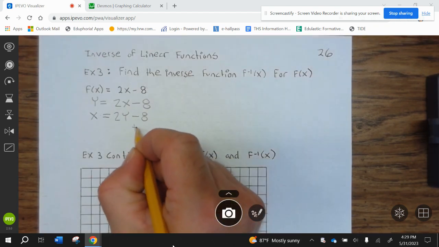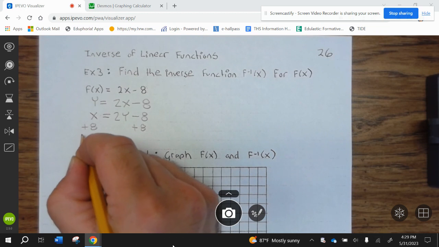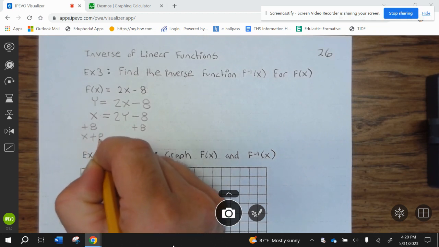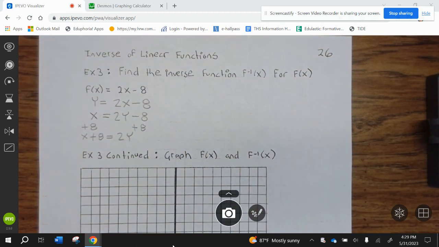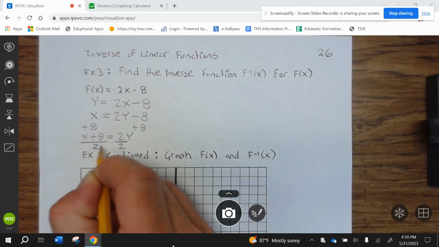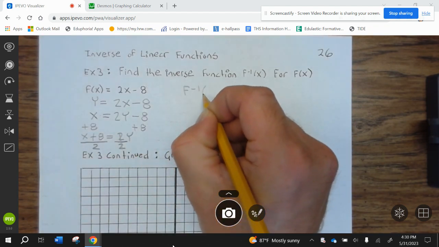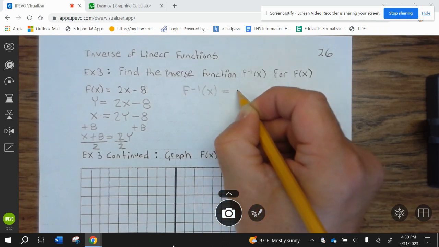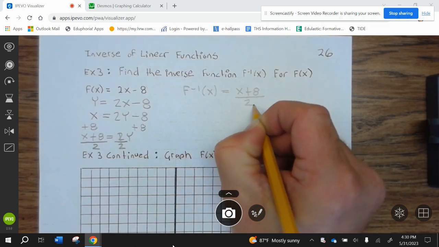So we add 8 to both sides. You have x plus 8 equals 2y. And then the last step is divide both sides by 2. So f inverse of x equals x plus 8 divided by 2.